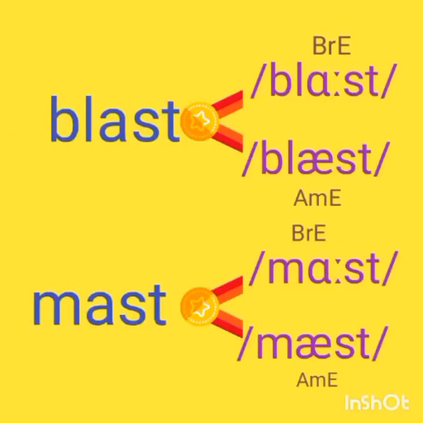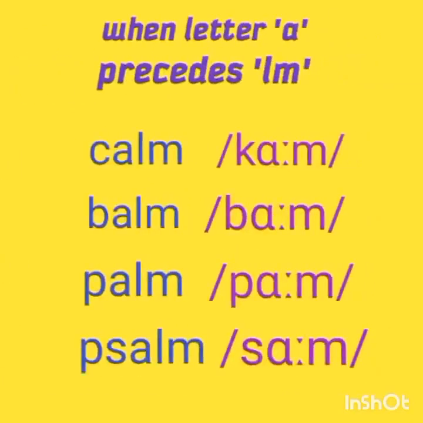Lastly, when letter A precedes LM, the A is sounded R, both in British and American English. For example, the words calm, bomb, palm, and psalm. Note that the L is silent, as you can see from the transcription.